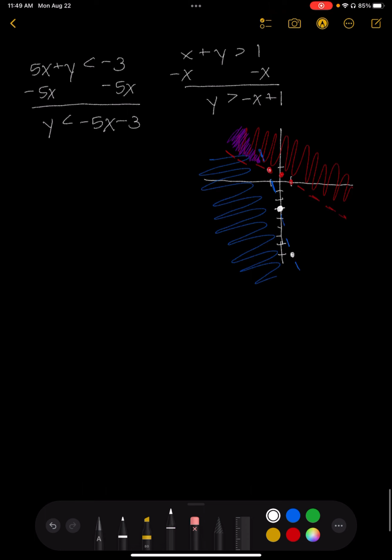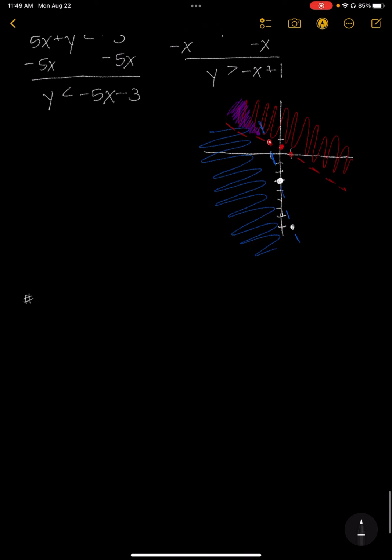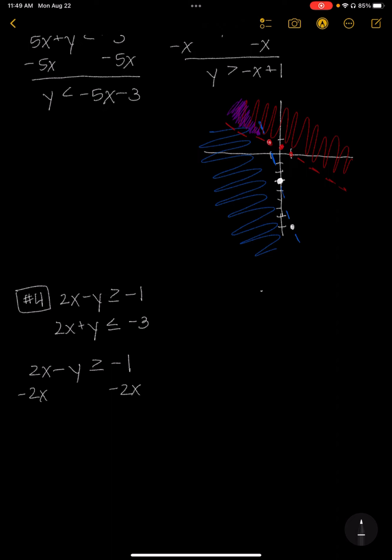All right, let's do one more. Number 4. Okay, this one is 2x minus y is greater than or equal to negative 1, and then 2x plus y is less than or equal to negative 3. All right, so once again, these are both in standard form, so the first thing that I want to do is solve them both for y so that it's in slope-intercept form. So let's just start with 2x minus y is greater than or equal to negative 1. I want to get rid of the x first, so I'm going to subtract the 2x from each side.